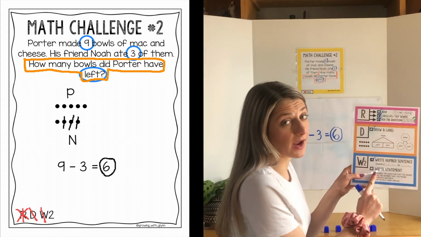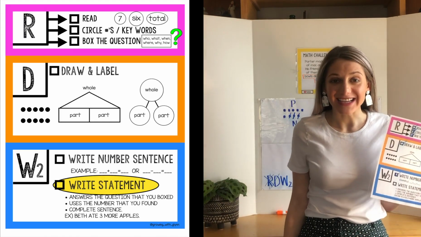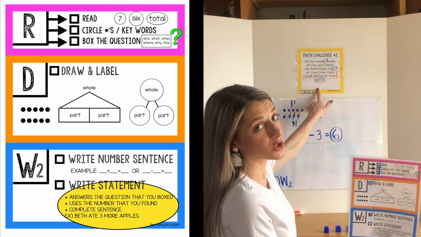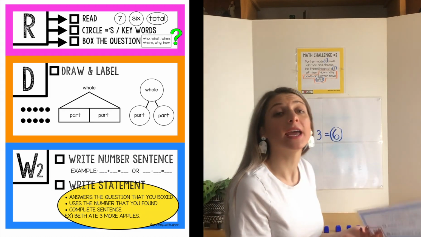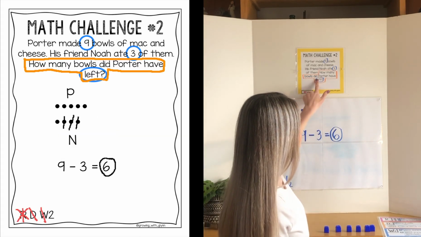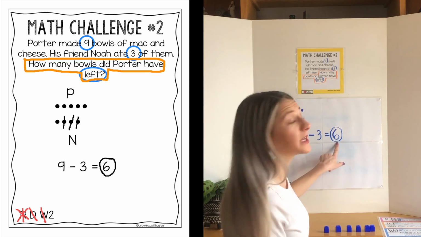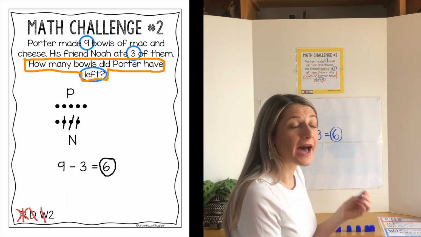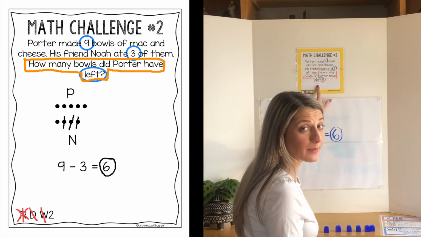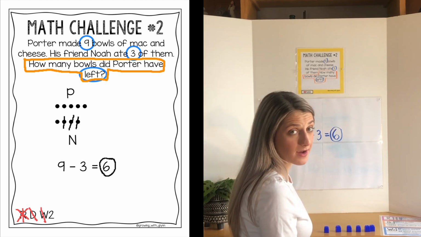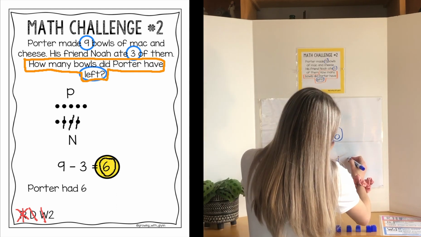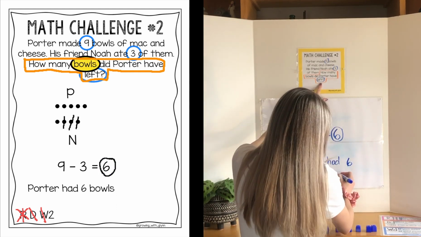The last thing I need to write is my statement. Remember, your statement answers the question that you boxed with the number that you found in a complete sentence. So let's go back and read the question. How many bowls did Porter have left? Here's our number we found. Porter had 6 bowls left. And when I go to write, a lot of those words that I'm going to need to write my statement are right back up in the problem. Porter had 6 bowls left.